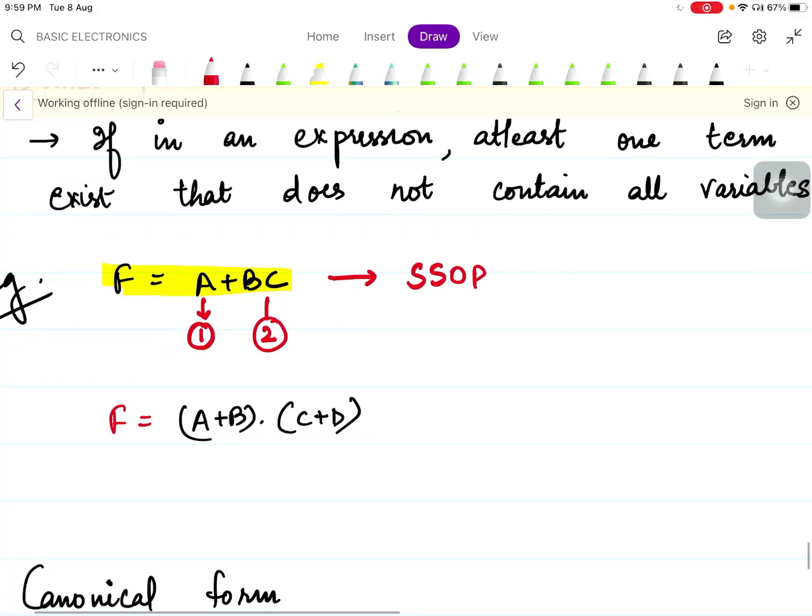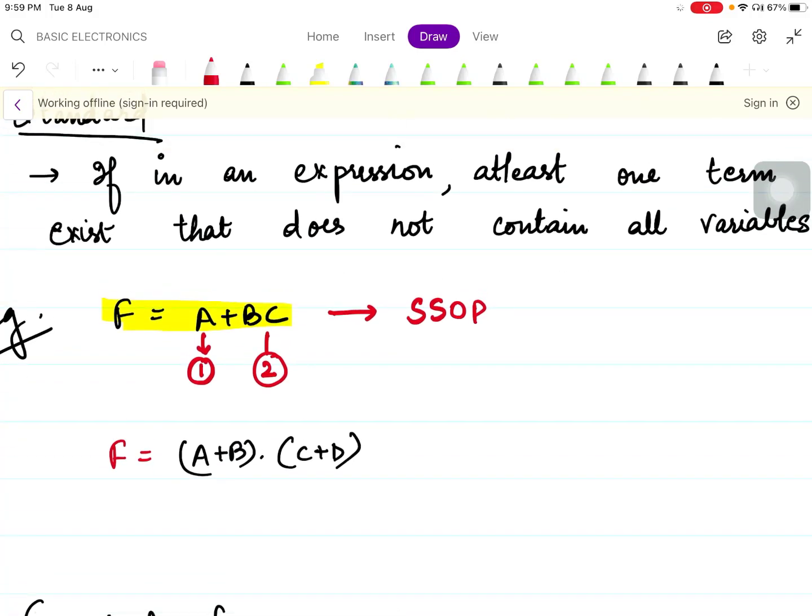Similar is the case in the second example. As you can see, the second example is a product of sum form, and there are two terms again in this expression, and both the terms do not contain all the variables. That means in the first term, C and D variables are missing, and in the second term, A and B variables are missing. So this is also standard form, and this is standard product of sum form. So I hope standard form is clear.